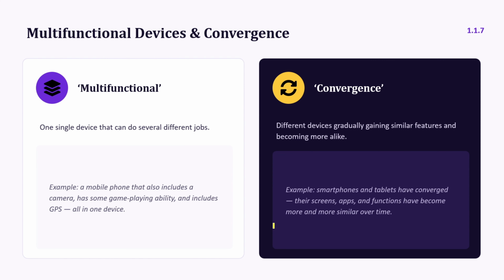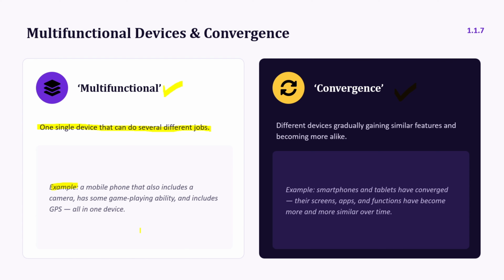Finally, two important terms, multifunctional and convergence. They come up a lot in exam questions, so let's be really clear on the difference. Multifunctional means one single device that can do many different jobs. For example, a mobile phone that can also include a camera, has some game playing ability, and includes GPS, all built into one device.